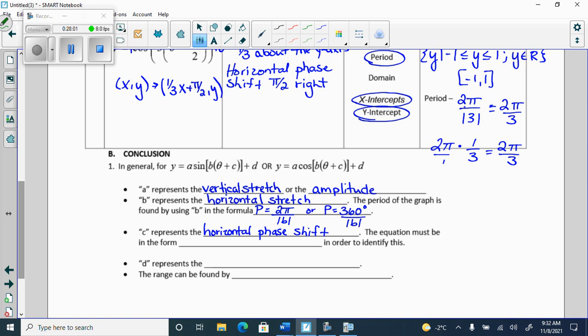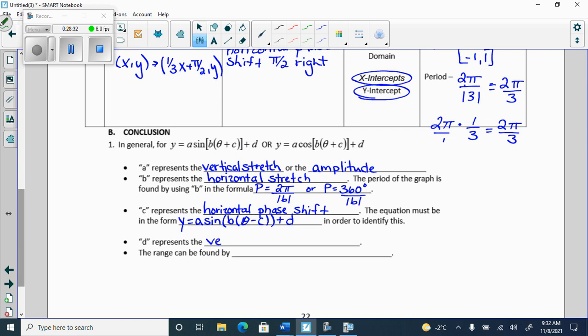The equation must be in the form y equals a sine b theta minus c plus d. The b has to be taken out, just like always. Nothing changed with transformations there. Your horizontal stretch isn't taken out. Your horizontal phase shift is going to be wrong, just like it was in transformations. It doesn't change, doesn't matter. The only thing that changes is the two words, horizontal phase shift and vertical displacement. D represents the what? Vertical displacement.